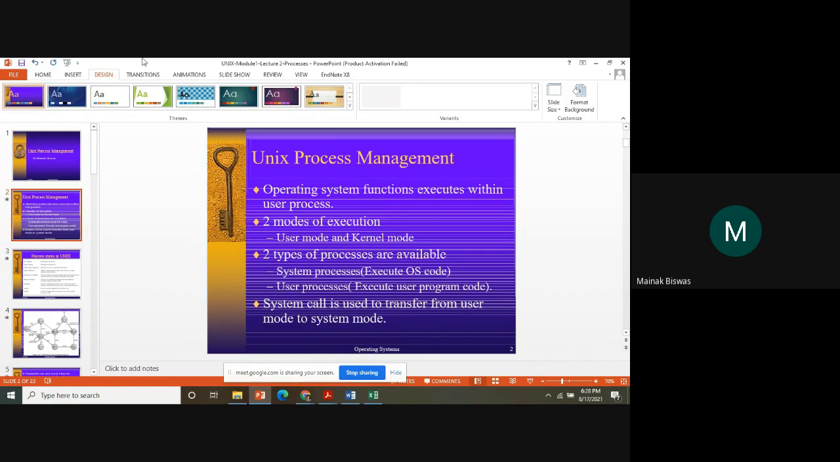Basically, the system call is used to transfer from user mode to system mode. So again, we are talking about modes in here. There is one single process, and it might have two modes of execution, the user mode and the kernel mode. The system calls are used to transfer from the user mode to the system mode and vice versa.